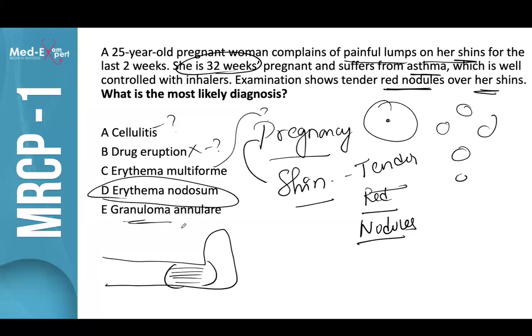Now then comes granuloma annulare. This is more common in diabetes mellitus. What is the name of the lesion? Granuloma. It is a granulomatous lesion, and annulare means annular, round circle form. Okay. So all the options are ruled out. Are you getting it? The answer is erythema nodosum.